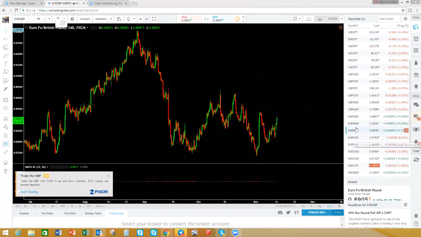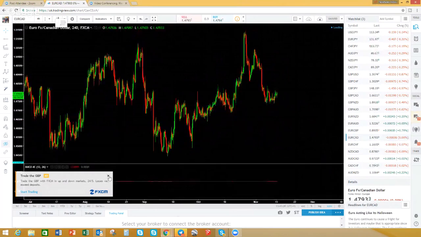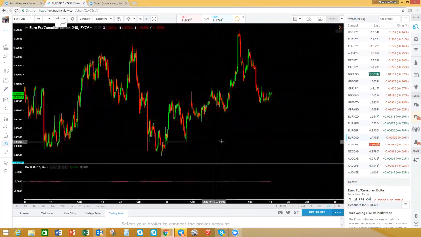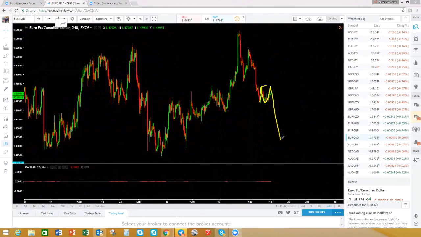That's pound. That's euro pound, euro CAD, euro CAD. Similar, same thing. 1, 2, 3 waves. Now we're correcting. Look at that. 1, 2, 3. Now we're correcting. 1, 2, 3. Possibly take over there, and then we go down. So you may not go down after that.